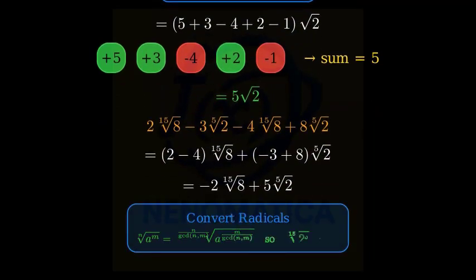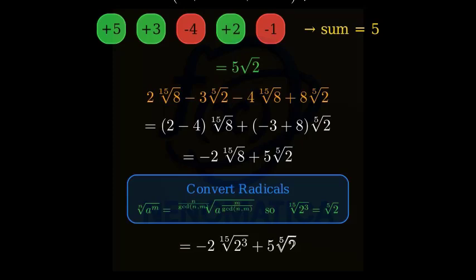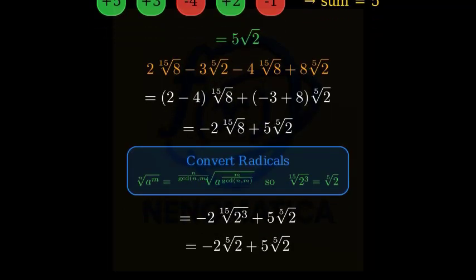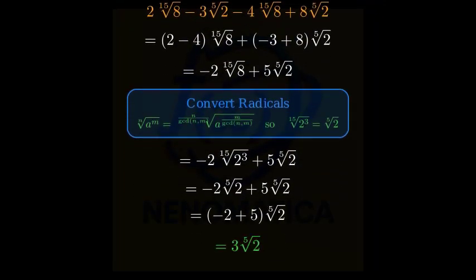Next, convert the 15th root of 8 into a power of 2 that matches the 5th root. 8 is 2 cubed, so the 15th root of 8 is the 15th root of 2 to the third. Write -2 times the 15th root of 2 to the third, plus 5 times the 5th root of 2. Because 3 over 15 reduces to 1 over 5, the 15th root of 2 to the third is the 5th root of 2. Now, both terms are 5th root of 2, so we combine coefficients. -2 plus 5 equals 3. The final answer is 3 5th root of 2.